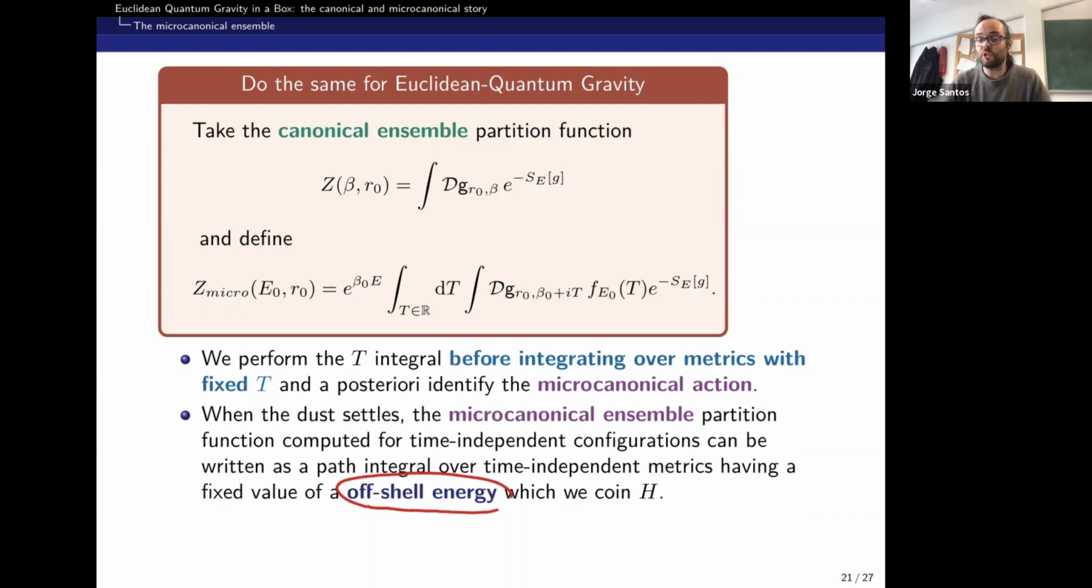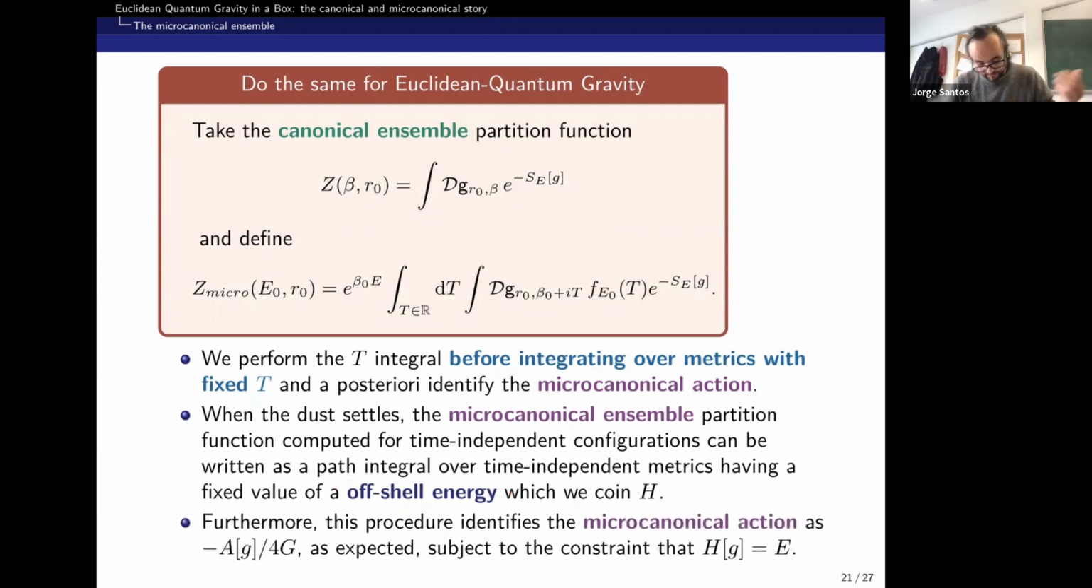After you do this integral, you are also able to identify what is the microcanonical action. And it turns out to be exactly minus the area over 4G. And this all comes out in our paper. So what you're trying to say is that all these metrics which you contribute now after you integrate over T, including the fluctuations, should conserve the total off-shell energy.